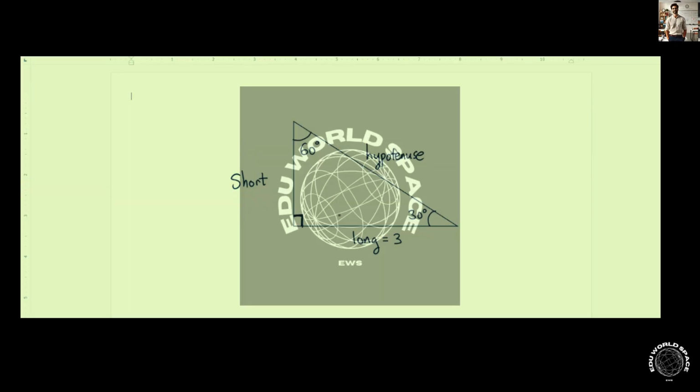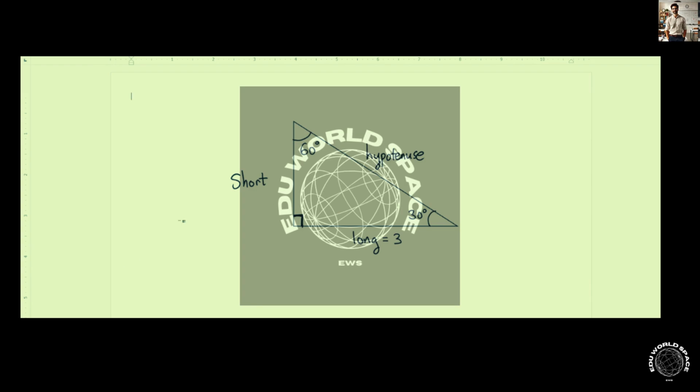In this question, we're going to be finding the missing sides in this 30, 60, 90 triangle. We have the long side as 3, and we need to find the hypotenuse and the short side.